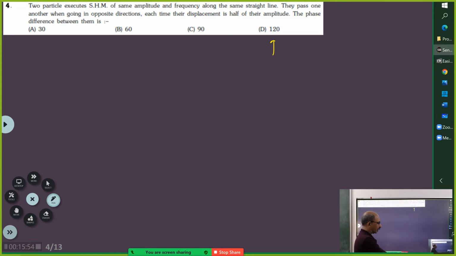When they are going in the opposite direction, they pass 2 pi by 3, sir. 2 pi by 3. What is the option here? You tell in terms of option. Yes, D, I think. D. Yes, sir. What about some others?